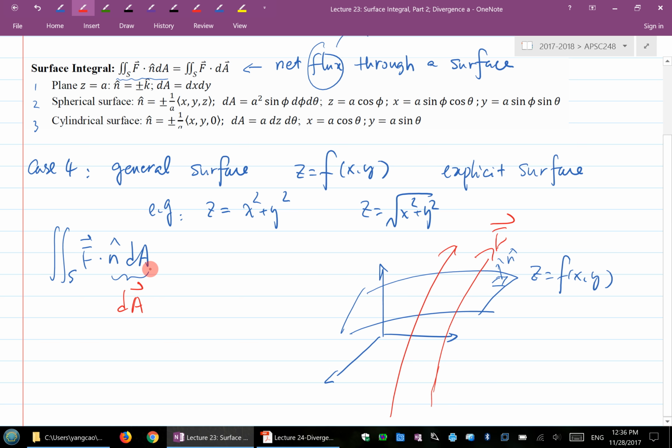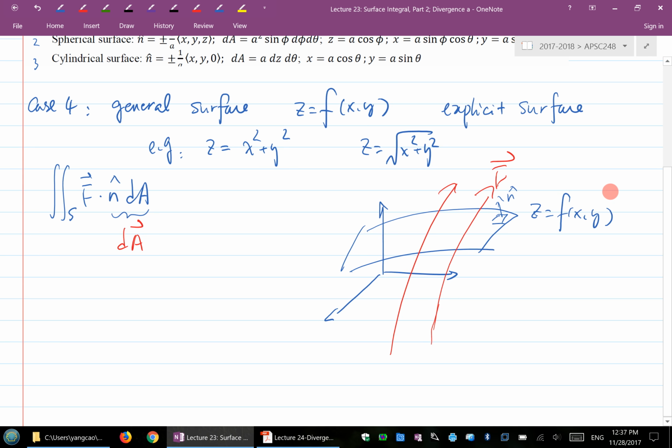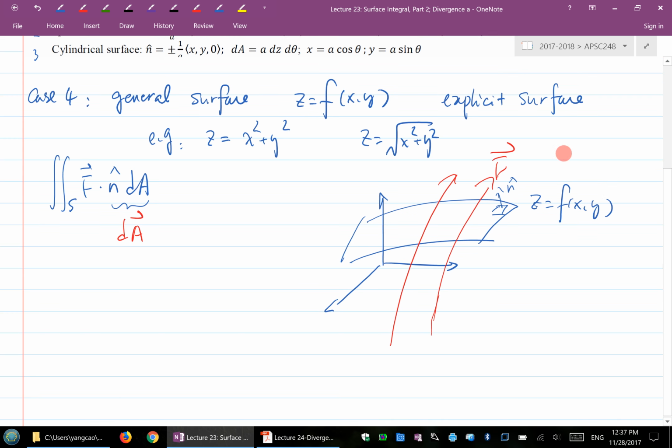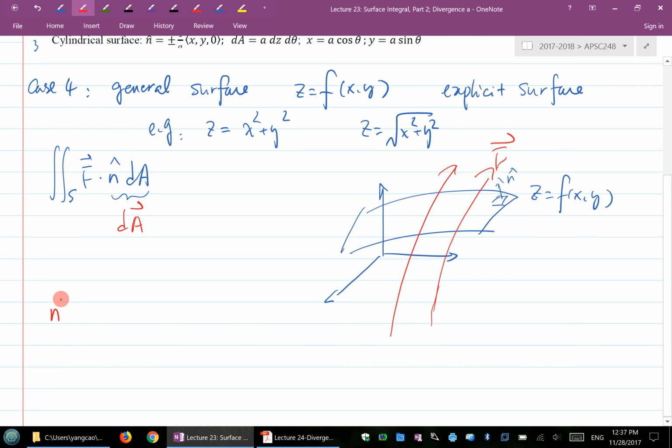Now, for case number 4, it's a slightly different approach. In case number 4, we find this n hat dA at the same time. We find n hat dA in one shot, instead of separately. You can actually do it separately, but the approach given to you is going to be in one shot.